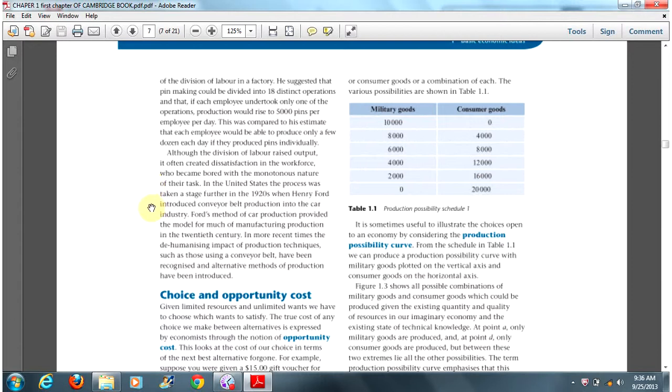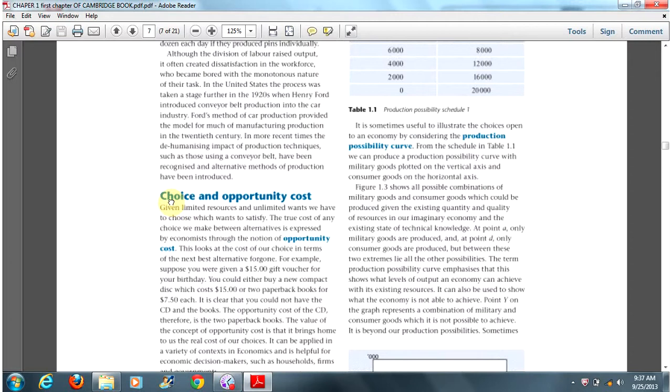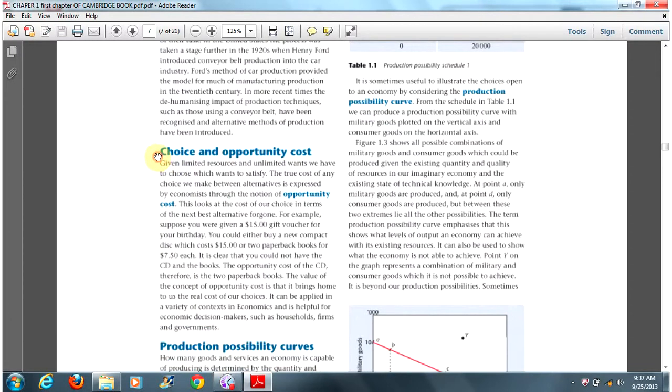Ford's method of car production provided the model for much of manufacturing production in the 20th century. In more recent times, the dehumanizing impact of production techniques, such as those using conveyor belts, has been recognized and alternative methods of production have been introduced. Choice and opportunity cost. Given limited resources and unlimited wants, we have to choose which wants to satisfy. The true cost of any choice we make between alternatives is expressed by economists through the notion of opportunity cost. This looks at the cost of our choices in terms of the next best alternative foregone.